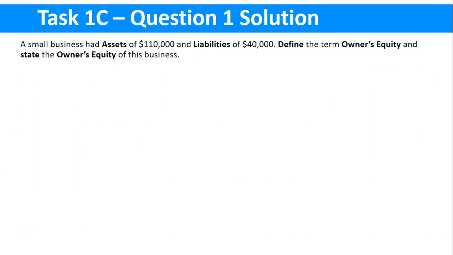A small business had assets of $110,000 and liabilities of $40,000. Define the term owner's equity and state the owner's equity of this business.